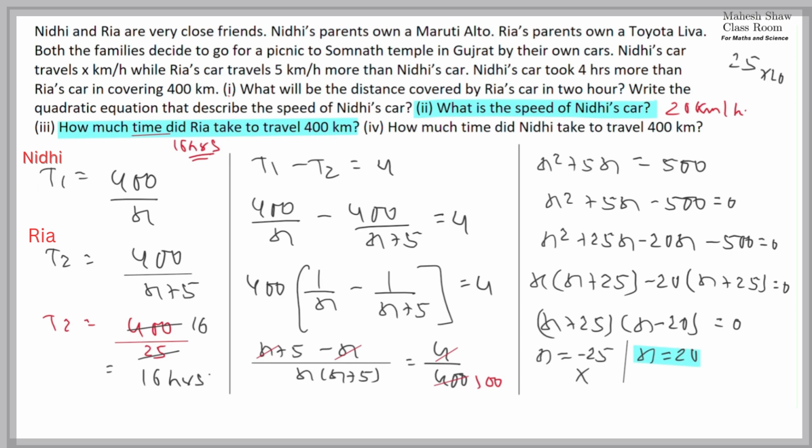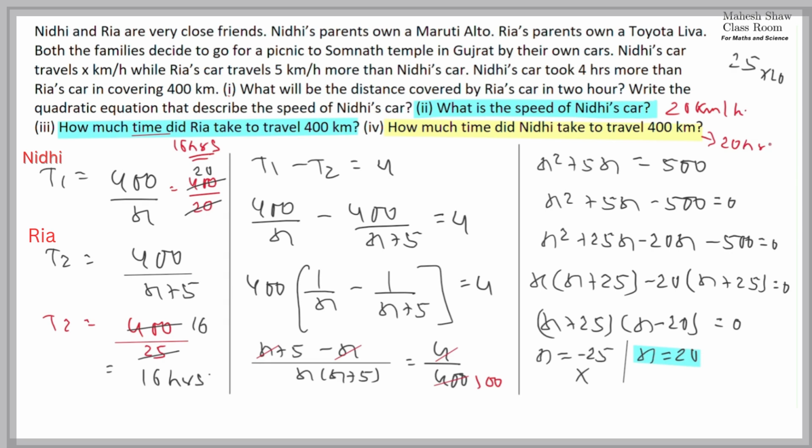Now there is one more part. Lastly, it says how much time does Nidhi's car take to travel 400 kilometer. Time is equal to distance upon speed. Distance is 400, and the speed we have obtained as 20. So if I divide this, we get 20 hours. The answer for this part is 20 hours.